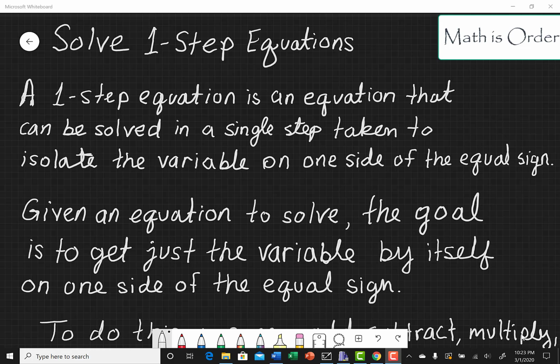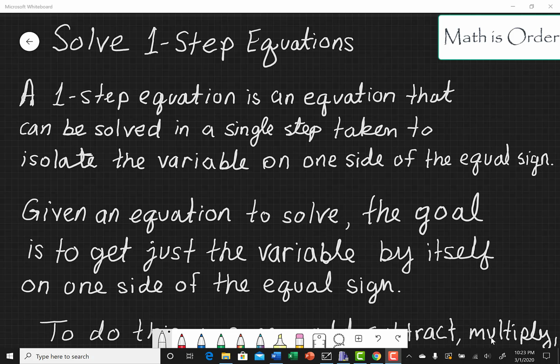In this video, we show how to solve one-step equations. A one-step equation is an equation that can be solved in a single step taken to isolate the variable on one side of the equal sign.